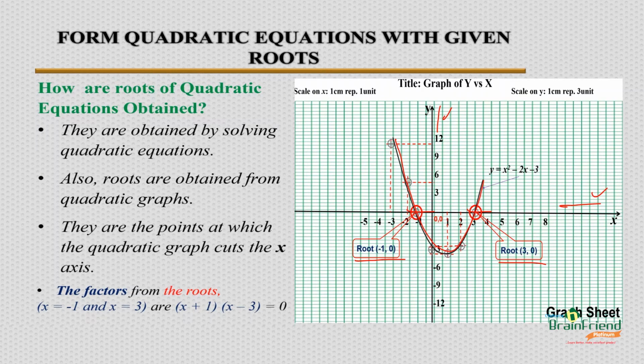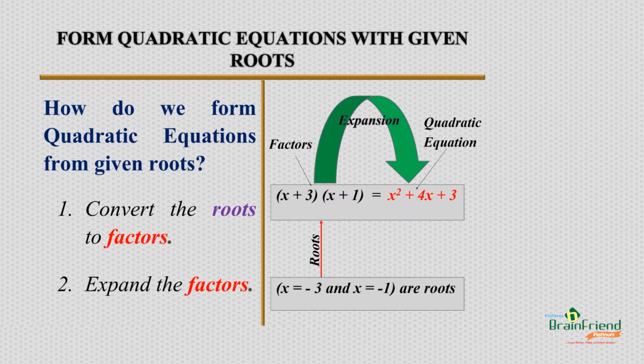To find the factors, what we need to do is to first take this x is equal to -1 and the next x is equal to 3, which are our roots. What we now do is to equate them to 0 as shown here. These steps shall be explained in detail later. Now that we know about the roots and how they can be found, let's now see how we can form quadratic equations from given roots.